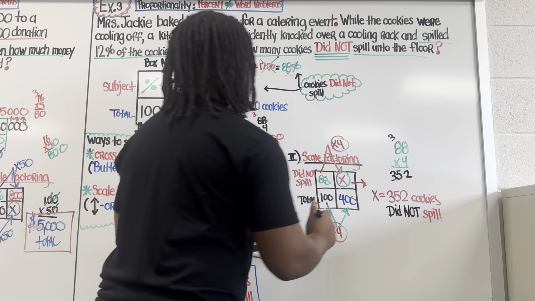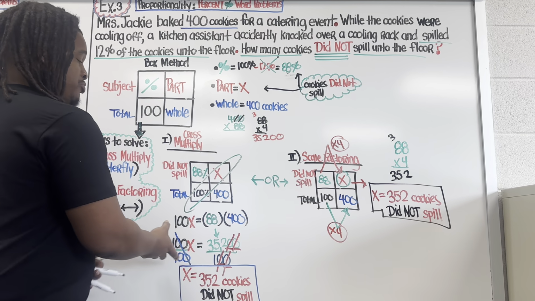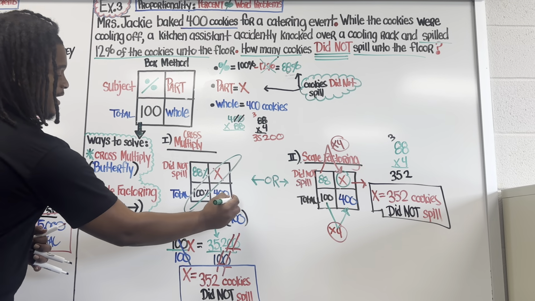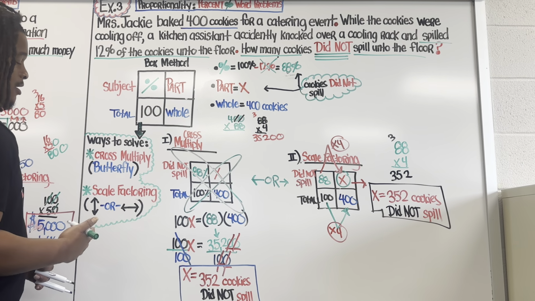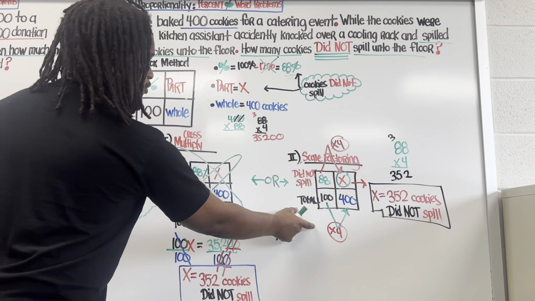So once again, guys, there are two different ways for you to find the same answer using the box method. If you are very comfortable with cross multiplying, use this method, the butterfly method. Or if you're comfortable with understanding your multiples and scale factor, you can use the scale factor method.